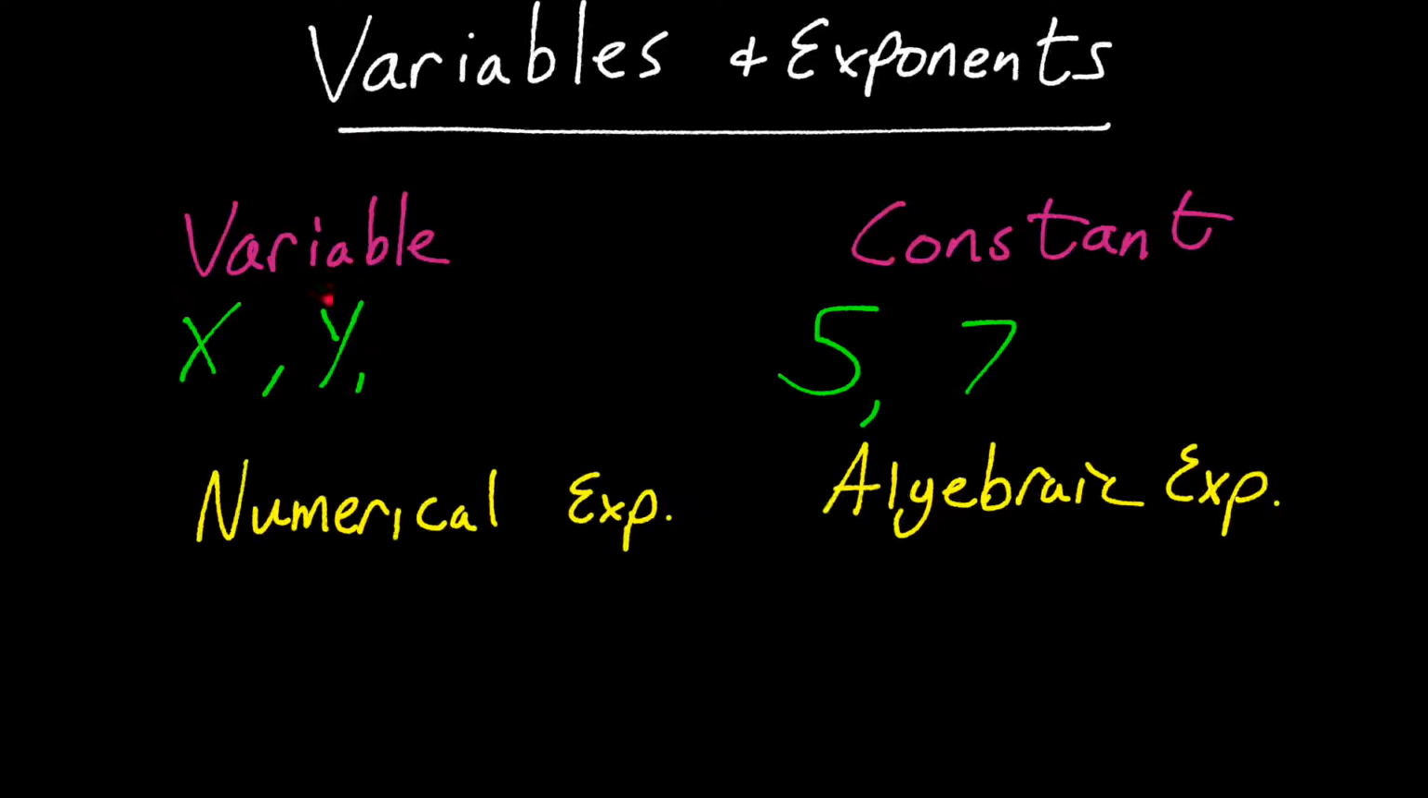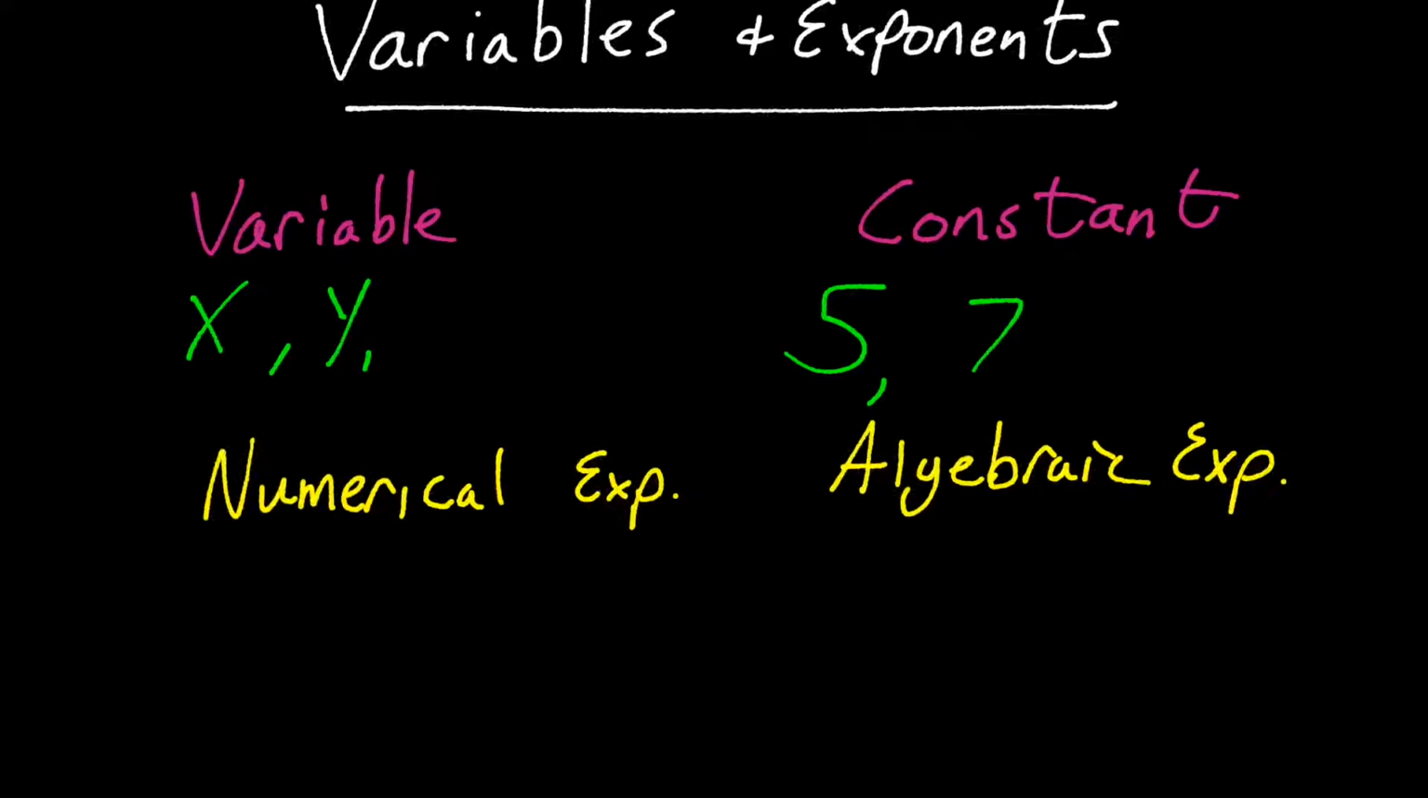Variables are a letter that represents some unknown value. Constant is a number that does not change. That moves into our numerical and algebraic expressions. Now they both end with the word expressions. That just means there is not going to be an equal sign. It's just going to be numbers, possibly variables, and an operation such as addition, subtraction, multiplication, or division.